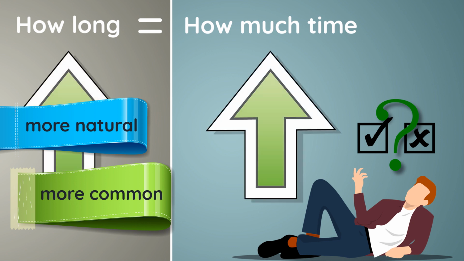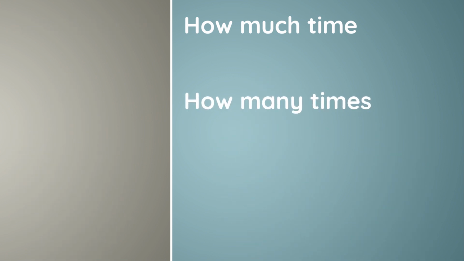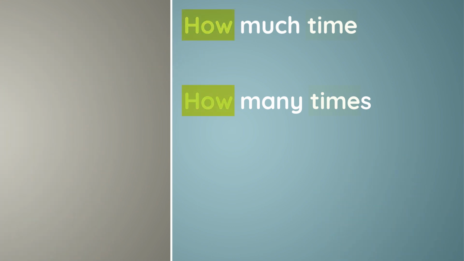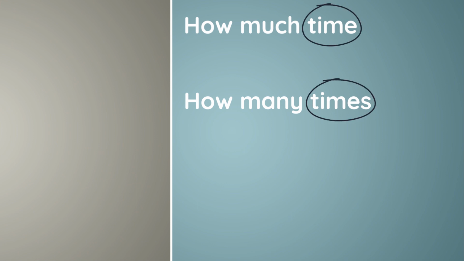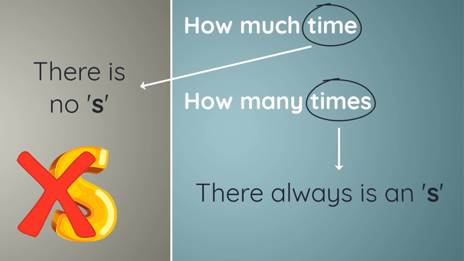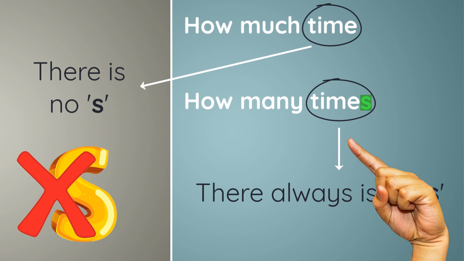Now, here is another area many students get confused. How many times? How many times is not the same as how much time. The words how and time are the same, but these have different meanings. First, before I tell you what this means, I want you to notice the word time and time here. With how much time, is there an S? No, there is no S. But for how many times, there always is an S. We don't say how many time, we say how many times with an S. So this has a different meaning than this.